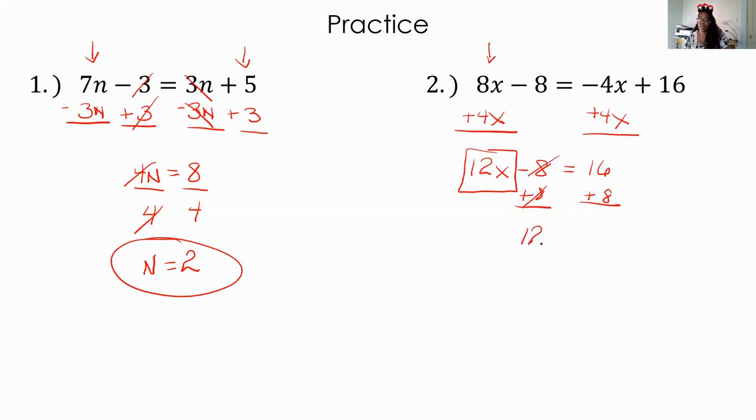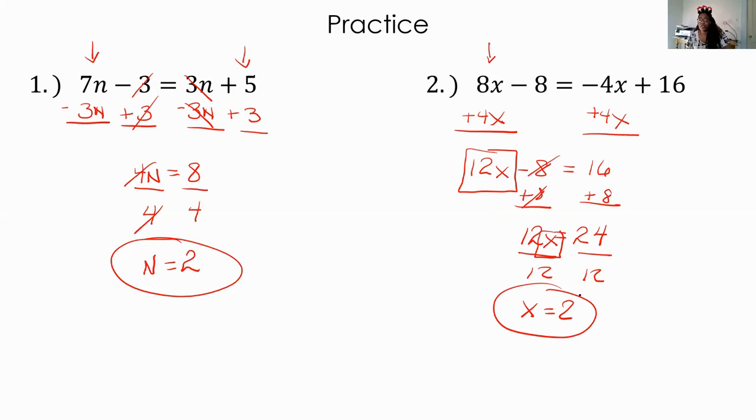So you have your 12x is equal to your 24. Forgot the x. So now I want to get x by itself. So that means I have to divide both sides by 12. And then x equals 2.